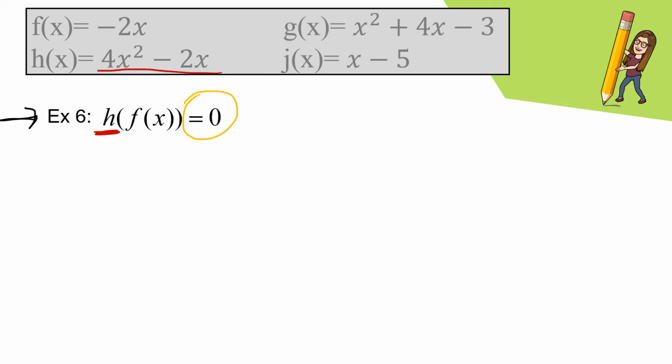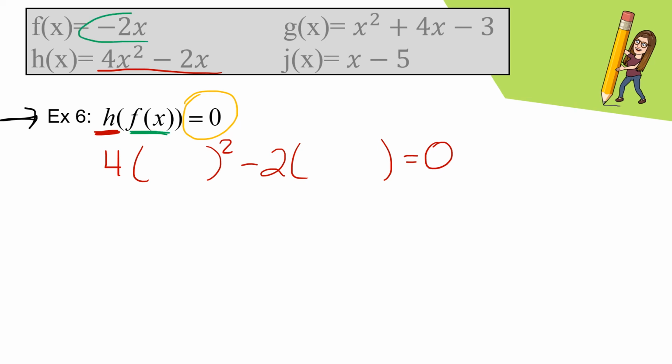I'm going to write out the h function, but wherever there's an x, I'm going to put a parenthesis. It's all equal to 0. So that's what's new right there. Inside, wherever there's a parenthesis, I'm going to plug in f of x, which is a negative 2x. So most of that looks the same. We've just got an equal 0 on the end.